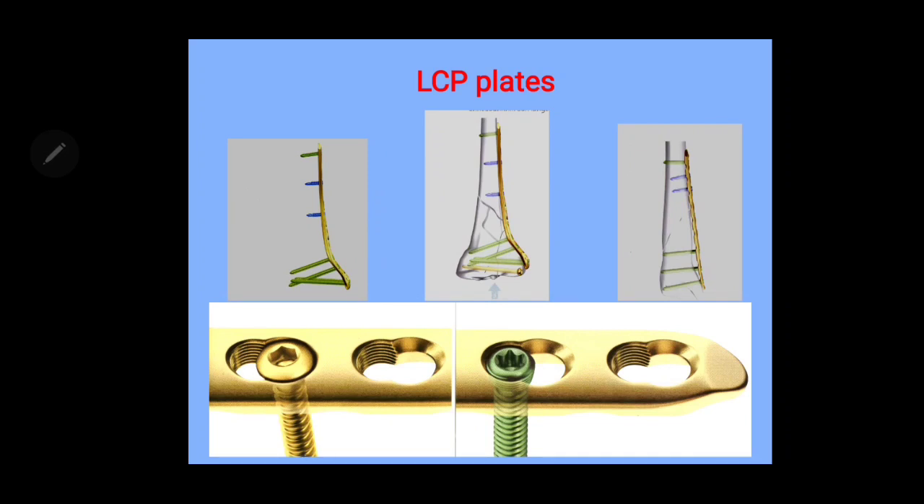Actually, we have a green screw, which has a thread in its head, and there is a thread in the plate as well. This is a so-called locking head screw. Another screw is inserted in the right part of the plate. It is a compression screw. It means that if you insert this screw and tighten it, it can cause compression of bone fragments.